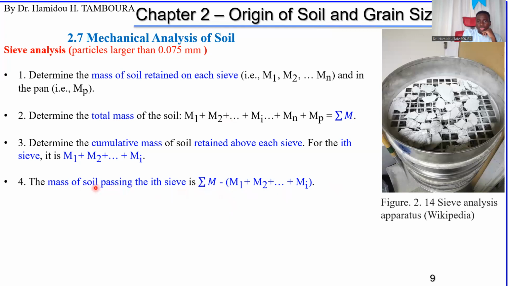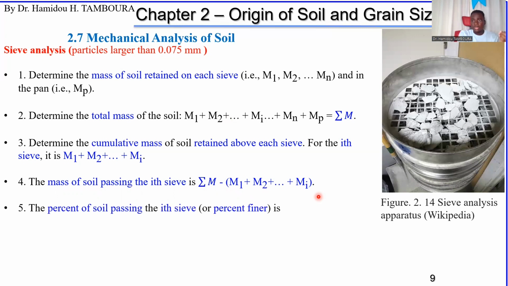So by doing that, we can get the mass of soil passing through each sieve by using this formula. Then at the fifth step, we can calculate the percentage of the soil passing through each sieve, because this is our target actually. The target is to determine the percentage of soil passing through each sieve.